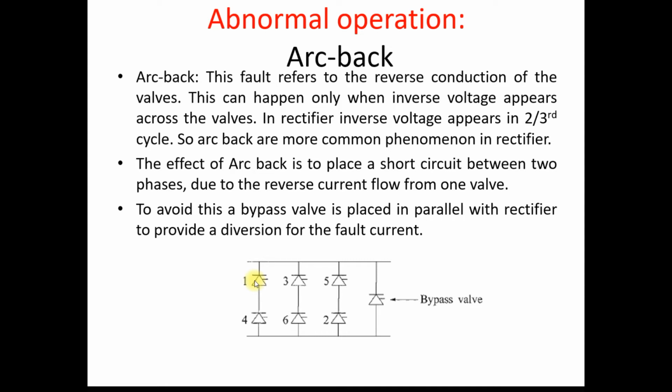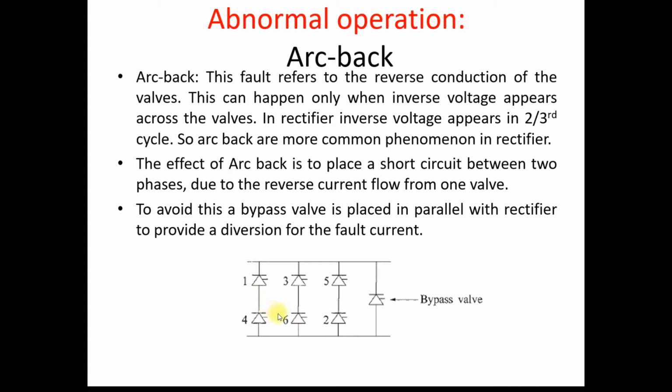So what happens because of the reverse voltage? Sometimes, because of the high reverse voltage, some minor current flows in the reverse direction across the valve. And sometimes, because of the high reverse voltage, the valves may break down and create a short circuit. Let's understand how this arc back occurs. Suppose a high reverse voltage appears across valve 1, and from the lower group, valve 4 is already conducting. What will happen? That creates a short circuit.